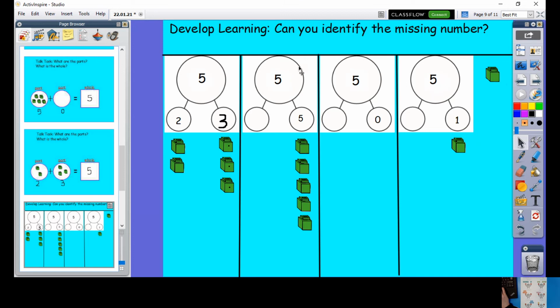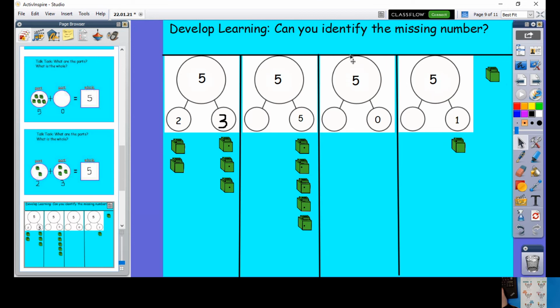Right, our whole number is 5. In this part, we have 5. What are we going to have over here? That's right, we aren't going to add any over here because we already have our 5 cubes over here. And let's count them to make sure we've got 5. 1, 2, 3, 4, 5. And that is correct. Okay, on to the next one.